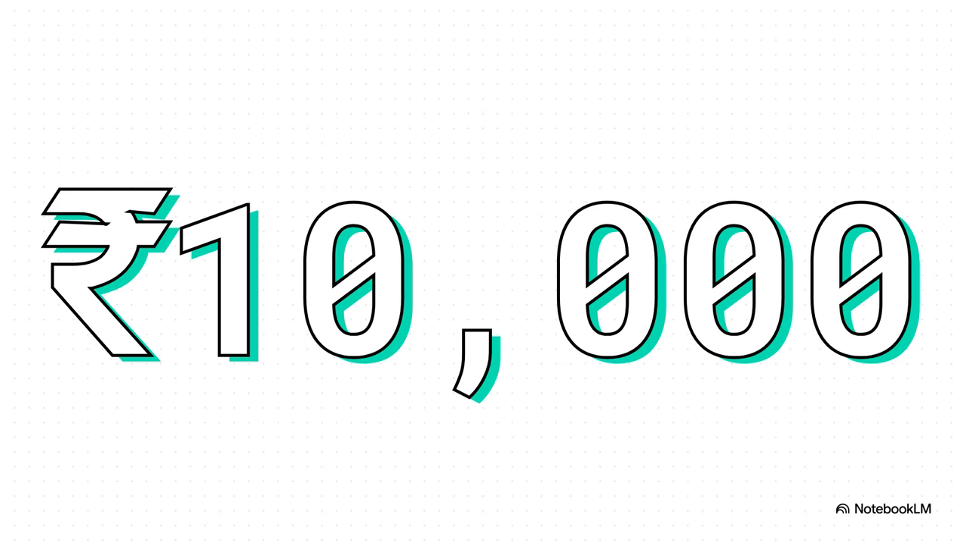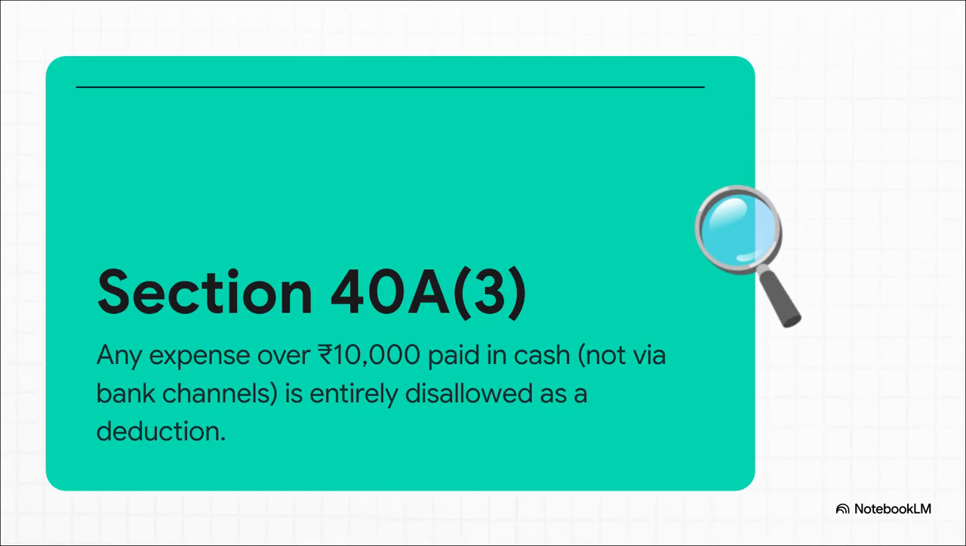It is the hard limit for what you can pay for a single expense to a single person in a single day if you're using cash. And the rule for this, Section 40A3, doesn't mess around. If you pay even 1 rupee over that 10,000 limit in cash, the entire expense gets disallowed. You can't deduct any of it. The government's message here is crystal clear. They want every transaction documented, traceable, and in the banking system.